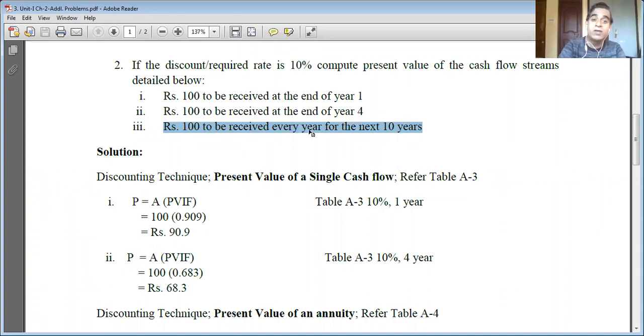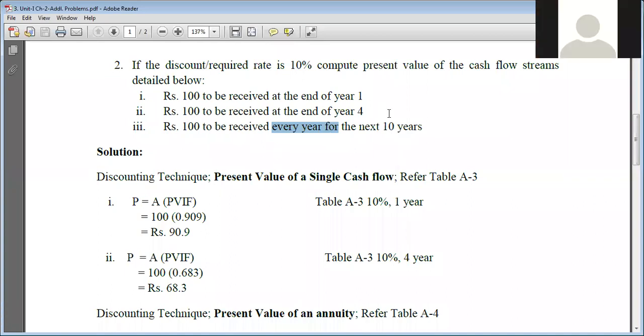Now when we look at the third stream, what it says is 100 rupees to be received every year. So underline this: 100 rupees to be received every year for the next 10 years. Every year means it is the case of an annuity. Annuity is a stream of equal annual cash flows for a definite period of time, which is 10 years.